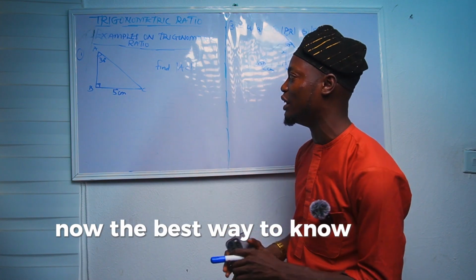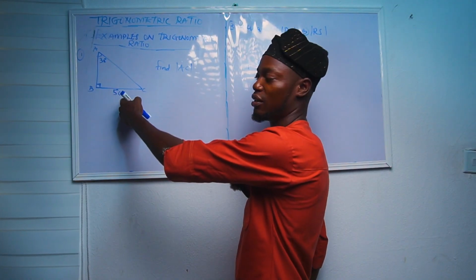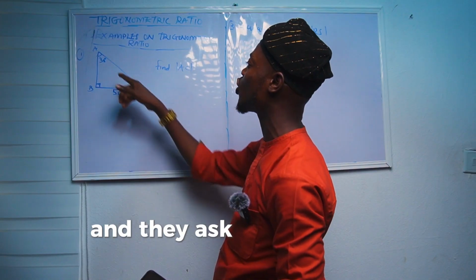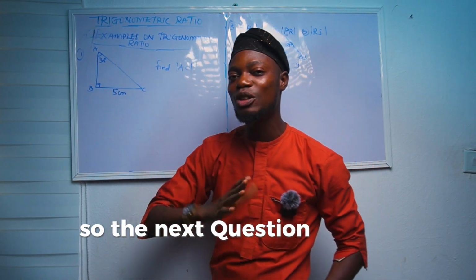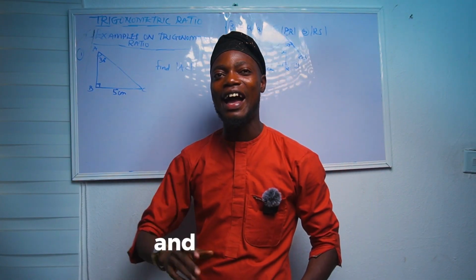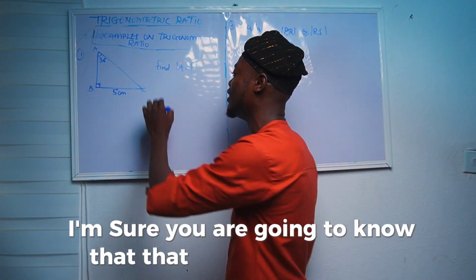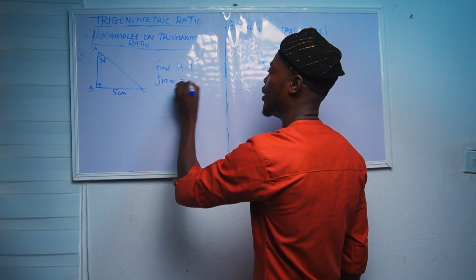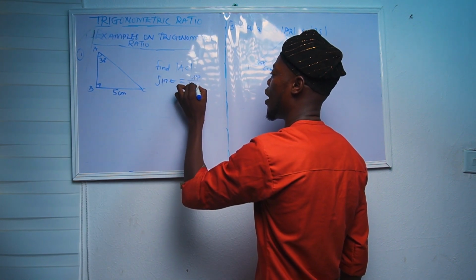Now, the best way to know is that they give us the opposite, as you know before. They give us opposite as 5 centimeter, and they ask us to find the hypotenuse, which is the longest one. So, the next question you ask yourself is, which of these formulas has both opposite and hypotenuse? Can you answer that? Good. I'm sure you are going to know that. So, we are using sine theta, which is equal to opposite over hypotenuse.